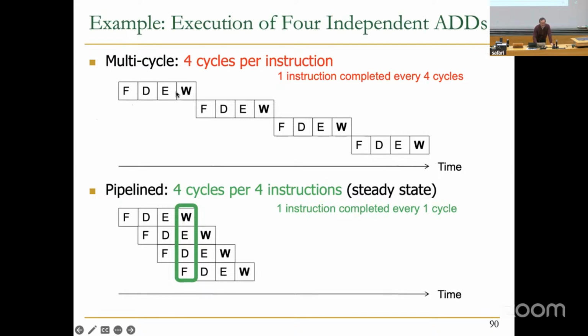Here, each instruction was taking 4 clock cycles, assuming clock cycles are the same in multi-cycle and pipelined, which may not be the best assumption, but we're going to assume that for now. They're close enough. Each instruction still takes 4 cycles in the pipeline machine, right? So we didn't change the latency of the instruction, but we improved the throughput of the machine and the execution time of the entire program by overlapping the execution of different instructions.